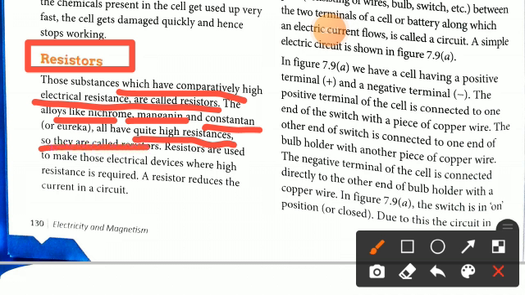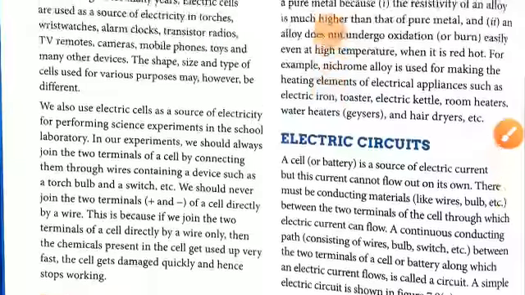Resistors are used to make electrical devices where very high resistance is required. A resistor reduces the current in the circuit. So this is the main property of a resistor. I hope it is clear.